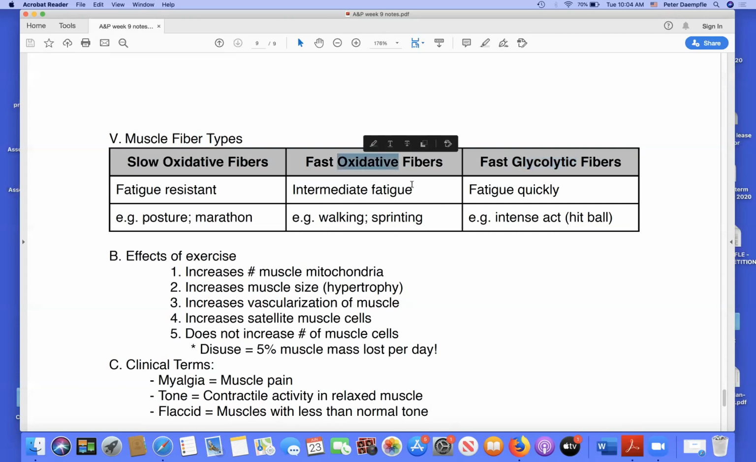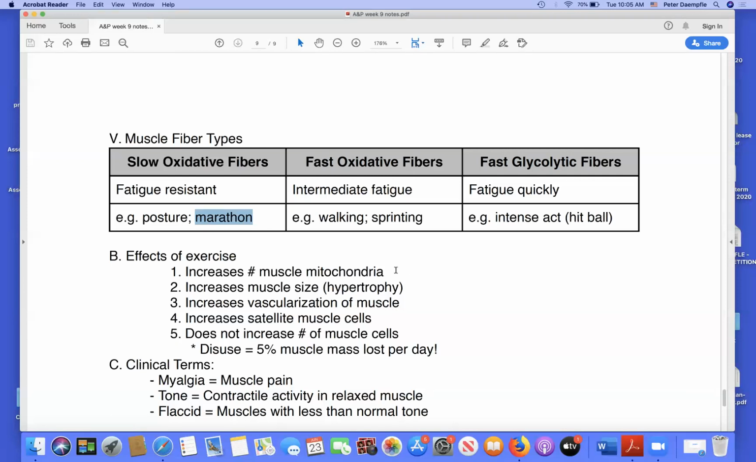A sprinting type activity, a little longer, right? A little longer to fatigue. That's fast oxidative, and very long to fatigue, like posture muscles or marathon running. That all requires more slow oxidative. So those are the 3 types of muscle fibers.